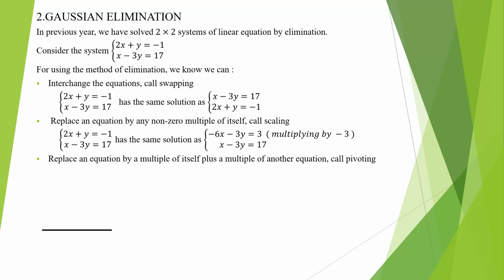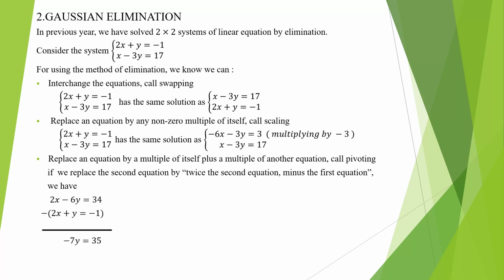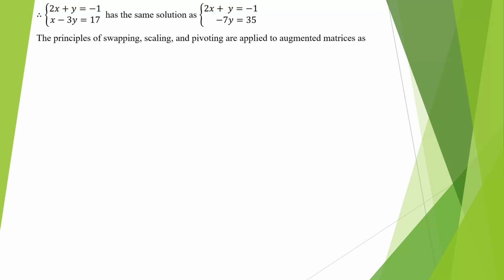Then replacing an equation by itself plus a multiple of another equation is called pivoting. Pivoting means we find x or y here. If we replace the second equation by twice the second equation minus the first equation, we get minus 7y equals 35. So we got our solution. This is the solution which we solved.